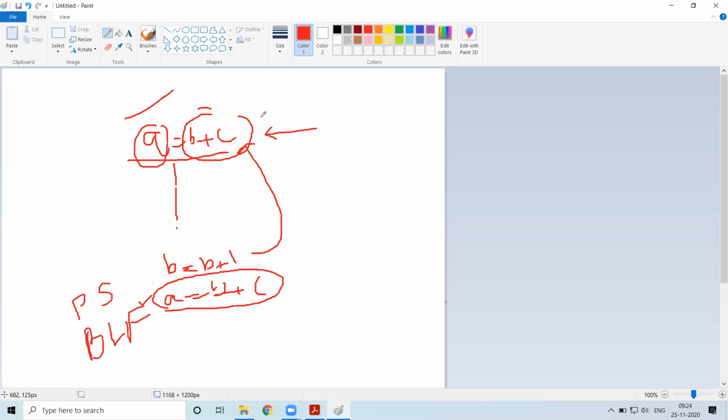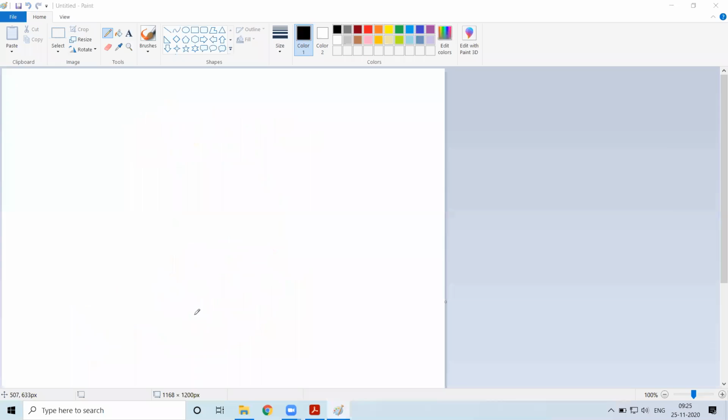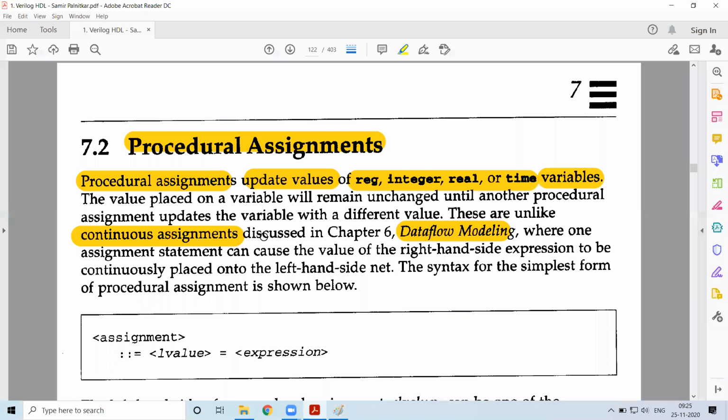But in this case, it will happen only when you have another operator associated with this. If you don't have any assignment operator associated with this parameter, then I'll not be updating it again and again. Only when there is another assignment involved, that time only the variable will be updated. So this is what is happening in case of procedural assignments.